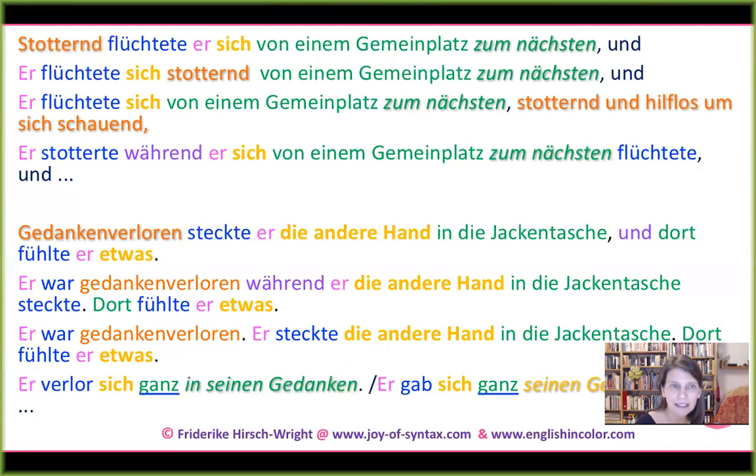And again, we have the same situation that we had in English, where the information that's suggested by the predicate appositive, even though it's just one word, actually becomes the main clause information. And what was the main clause information in the original sentence is the adverbial subclause of time, während er sich von einem Gemeinplatz zum nächsten flüchtete. I find that so fascinating.